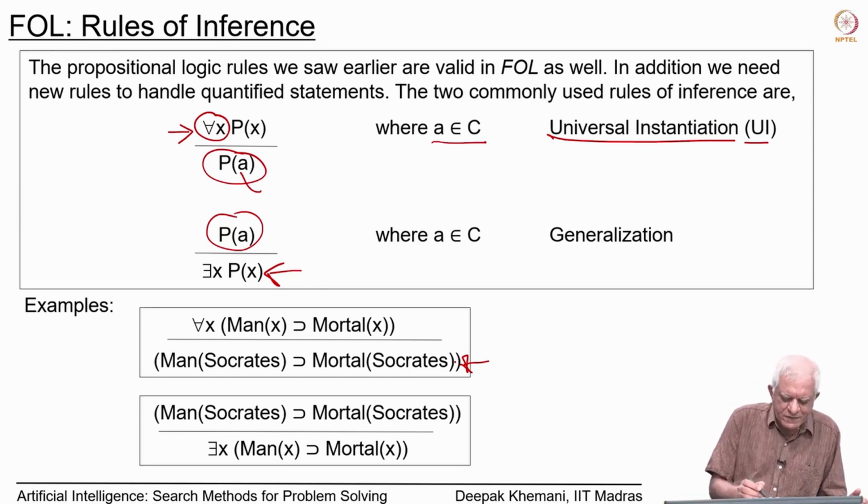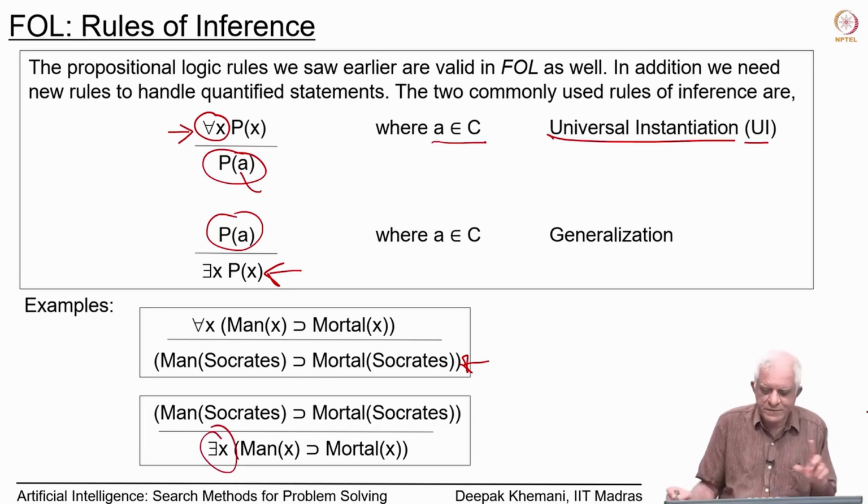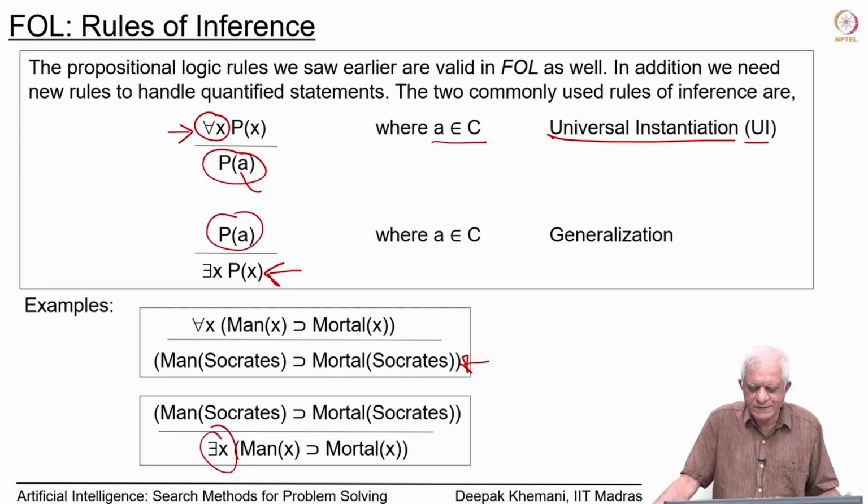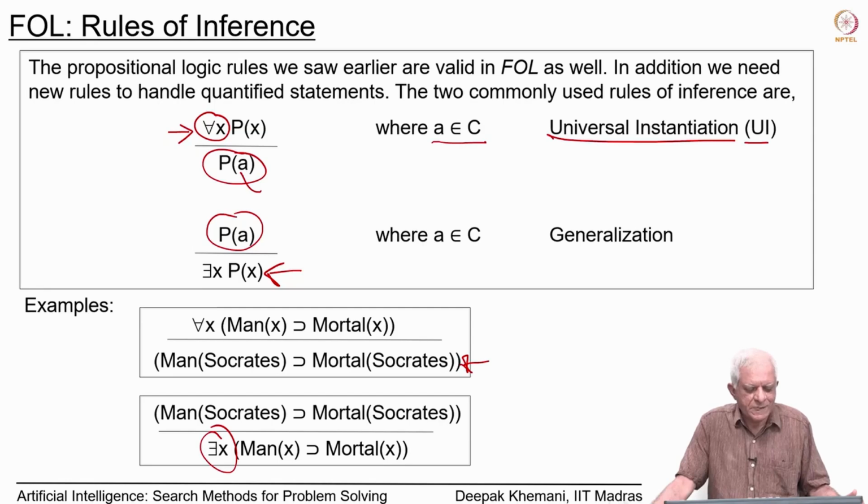And likewise, the example for generalization. If you say that Socrates is mortal, then you can say that there exists a man who is mortal. So, we have to add these two rules of inference. Why are we interested in all this? Because we know we want our logics to be sound and complete essentially.